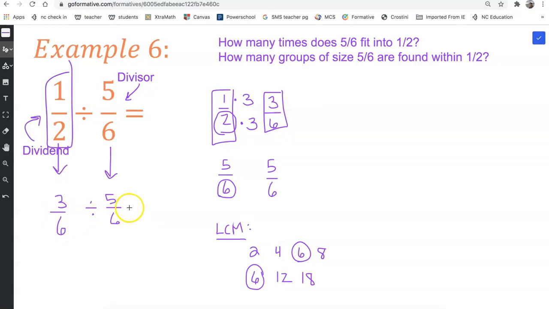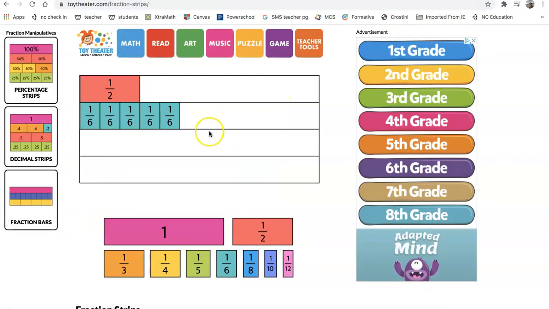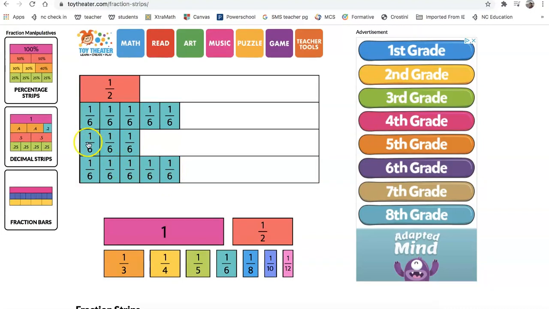Now these both have the same denominator. And now I'm going to go over to my model and replace 1/2 with 3/6. So 1/2 is equivalent to 1, 2, 3/6. Take a look. This 3/6 lines up perfectly with 1/2. You can see that 1/2 is equal to 3/6. Now the 5/6 didn't change, so I can go ahead and put 5/6 as the divisor once again. So now we're seeing how many 5/6 fit into 3/6.